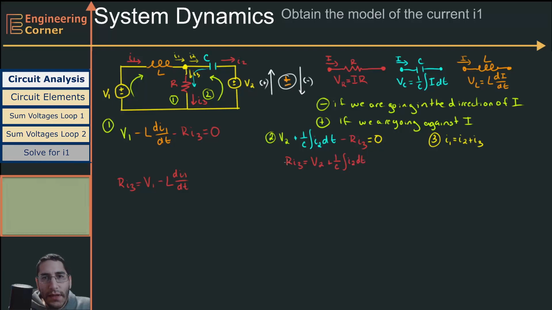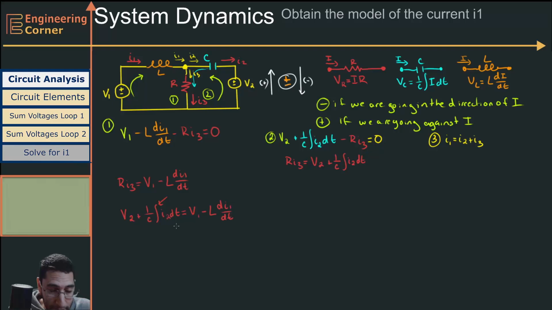I can just equate these two equations together with this RI3. So I'm going to do that. I'm going to say, all right, so this is now equal to V2 plus 1 over C times the integral of I2 dt is equal to V1 minus L di1 dt.